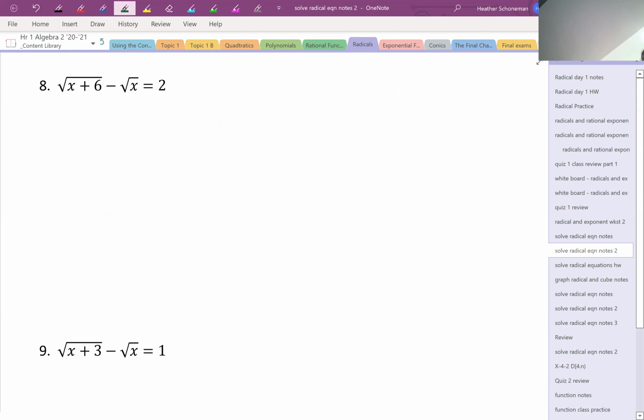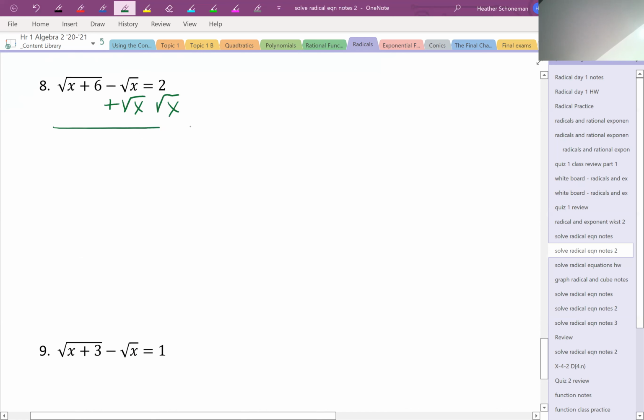8 and 9 are very, very similar. The thing is that both radicals are on the same side, and you don't want to start squaring with both radicals on the same side. The one you want to move is the one that's simpler. So we're just going to move the square root of x. So when I do that, I get the square root of x plus 6 equals the square root of x plus 2. Now I can square both sides.